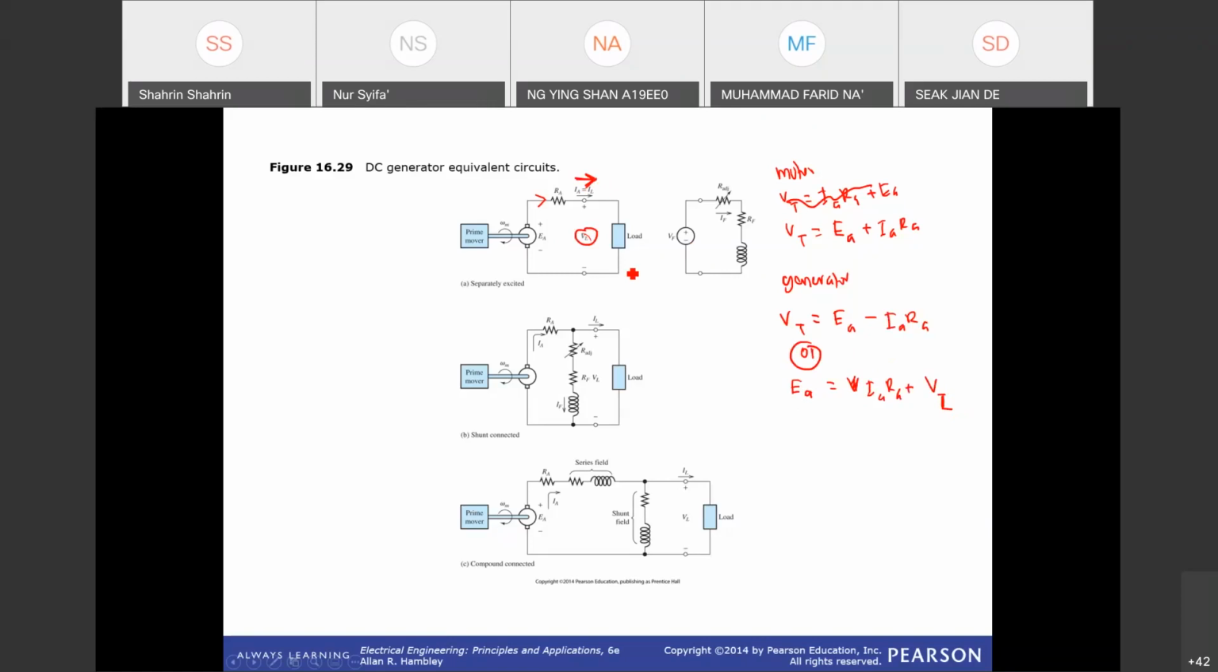Your VT right now is your V load. So this is the separately excited DC generator. This is the shunt generator, and this is the compound generator. Compound is actually a combination of series and shunt, but this one will not be covered. We will only concentrate on the separately excited DC generator.